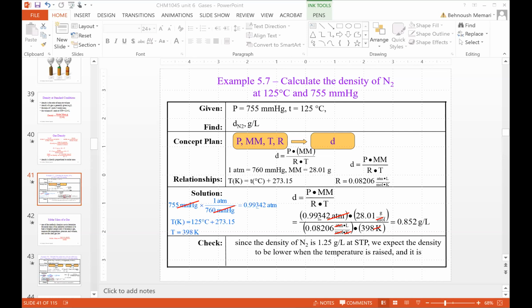So in this example, if you want to calculate the density for N2, you want the definition for density. Density is mass over volume. Now, how do we find the mass? If you have the number of moles, mass is going to be number of moles times molar mass.